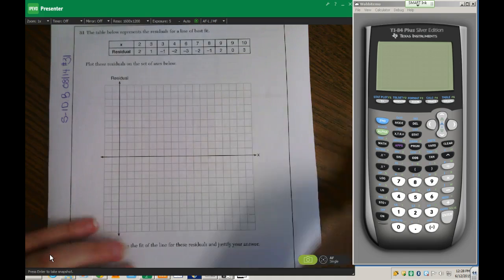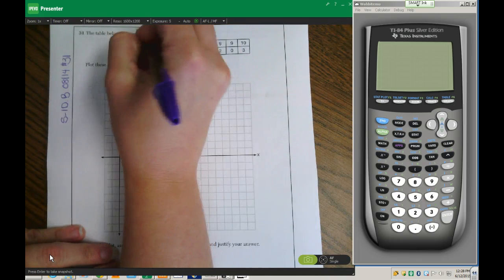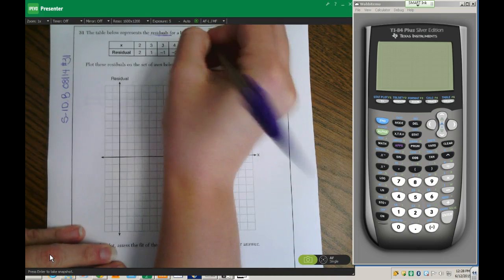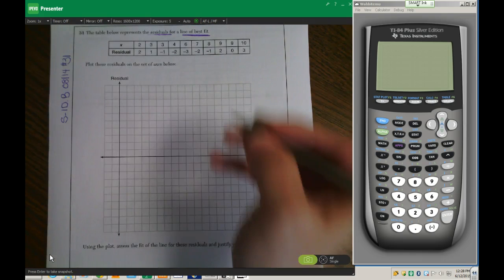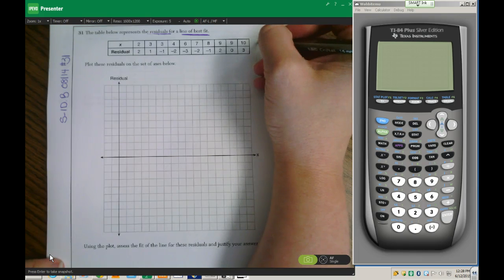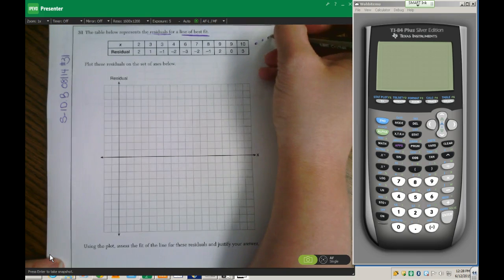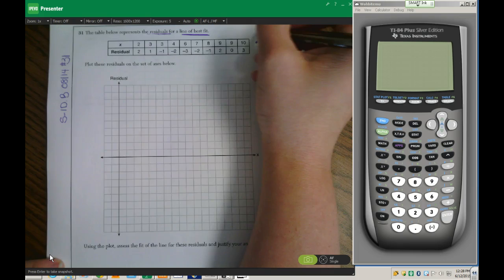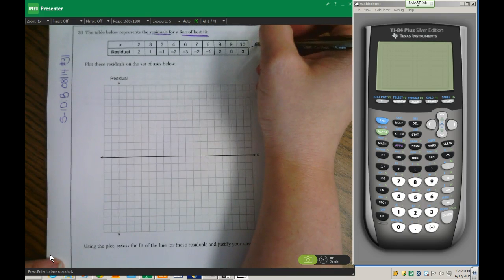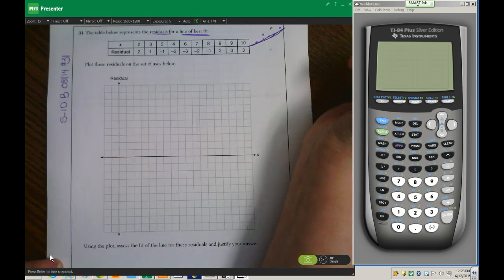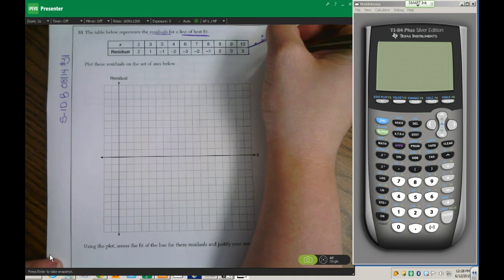The table below represents the residuals of a line of best fit. So we have our x value and our residual. And remember that if we have some points up here, down here, and we draw a line to say what's the best fit of all these points, the distance between the point and the line of best fit is called our residual.